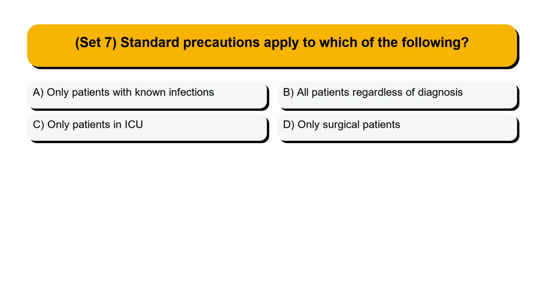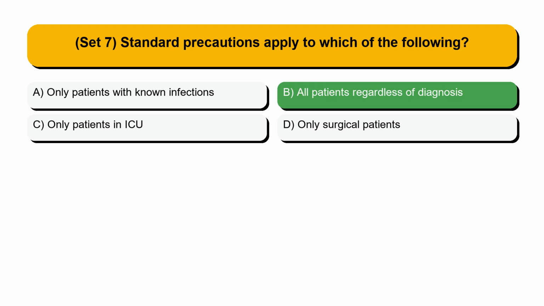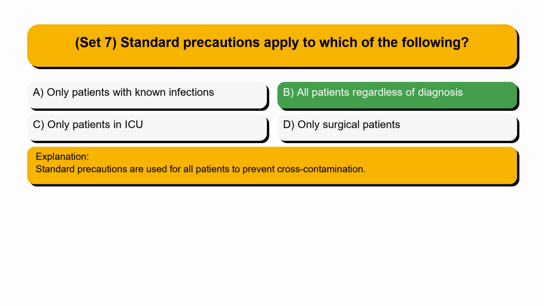Question 7. Set 7. Standard precautions apply to which of the following? Option A. Only patients with known infections. Option B. All patients regardless of diagnosis. Option C. Only patients in ICU. Option D. Only surgical patients. The correct answer is option B. All patients regardless of diagnosis. Standard precautions are used for all patients to prevent cross-contamination.